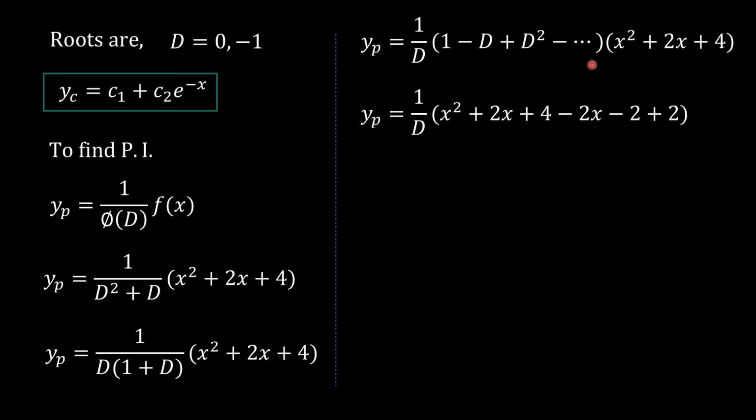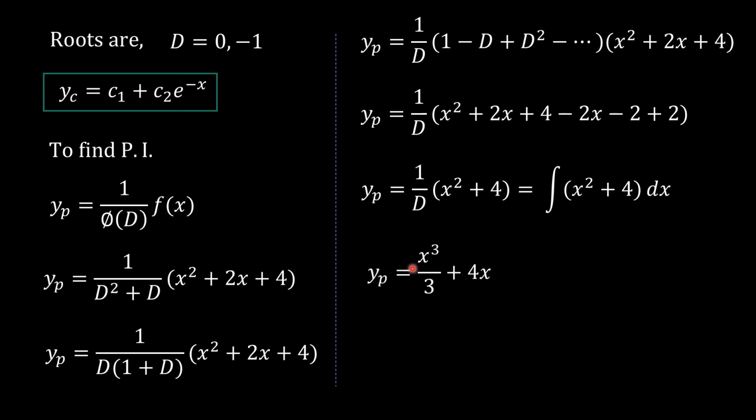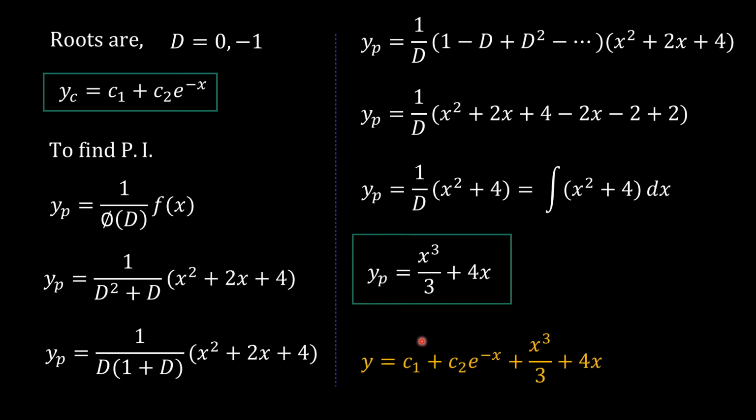And if we operate D cube, D raised to 4, D raised to 5, all they will give us derivative 0. So we haven't considered them. Simplify this expression. So yp equals 1 upon D square plus 4 of x square plus 4. 1 upon D is the antiderivative, that is integration. So evaluate the integration of x square plus 4 with respect to x, which will be x cube upon 3 plus 4x, which is the required particular integral, and hence the general solution is the addition of yc and yp.